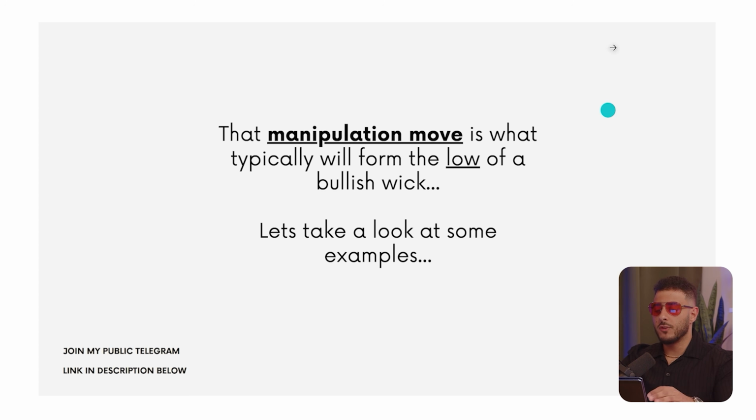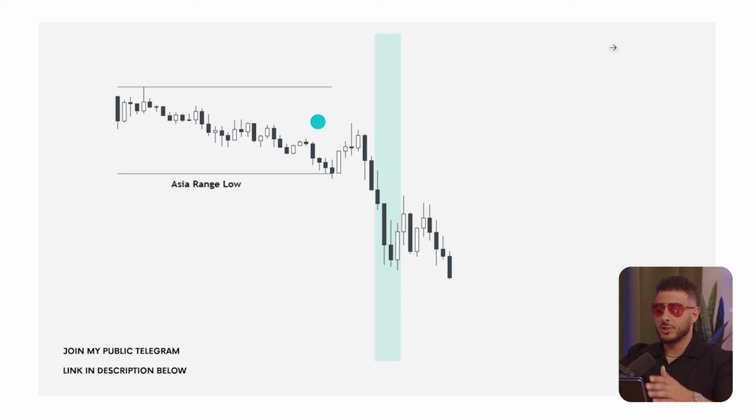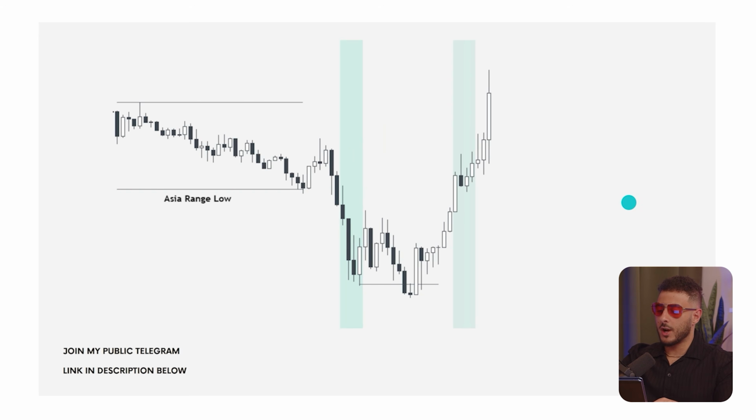The manipulation move is what typically will form the low of the bullish wick. So let's take a look at some examples. Right here, we have a 15-minute chart, and this is the Asia session range low. We have a consolidation going into the London open. Notice how price, again, is dropping lower. Price is making lower lows right here, and we'll see how this plays out.